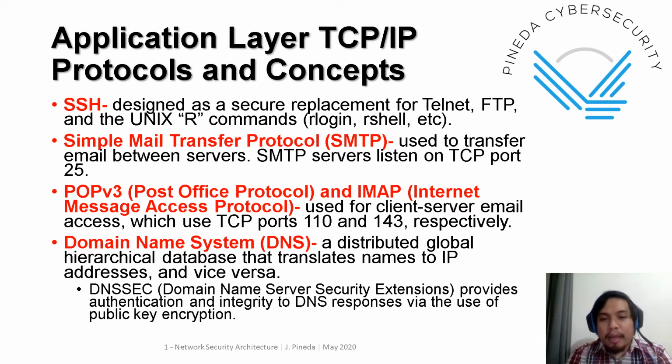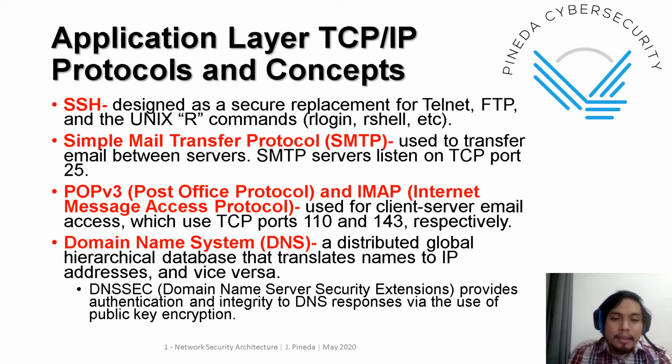And then we have SSH. So this is now the standard. SSH is a secure replacement for Telnet, FTP, and the Unix r commands. And then for mail, we have SMTP and POP3. SMTP is used to transfer email between servers. It uses TCP port 25. POP3 is used for client-server email access. It uses port 110. IMAP uses port 143.